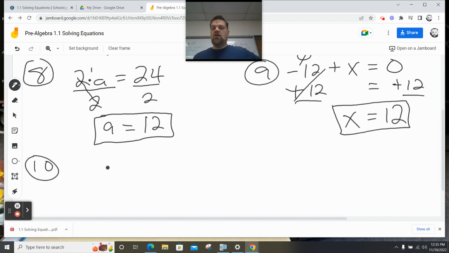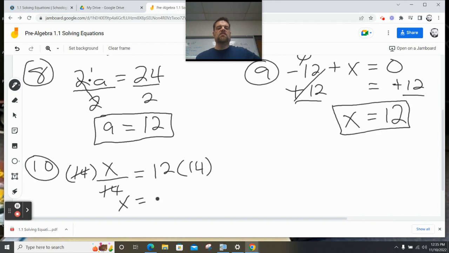Problem number 10. Oh my gosh, there's a lot of these problems. I've got x divided by 14 is equal to 12. What do I need to move away from the x? 14. So how do I do that? Multiply both sides by 14, right? Whatever I do on one side of the equation, I have to do to the other. That just leaves me with x. What's 12 times 14? 116. That sounds about right.